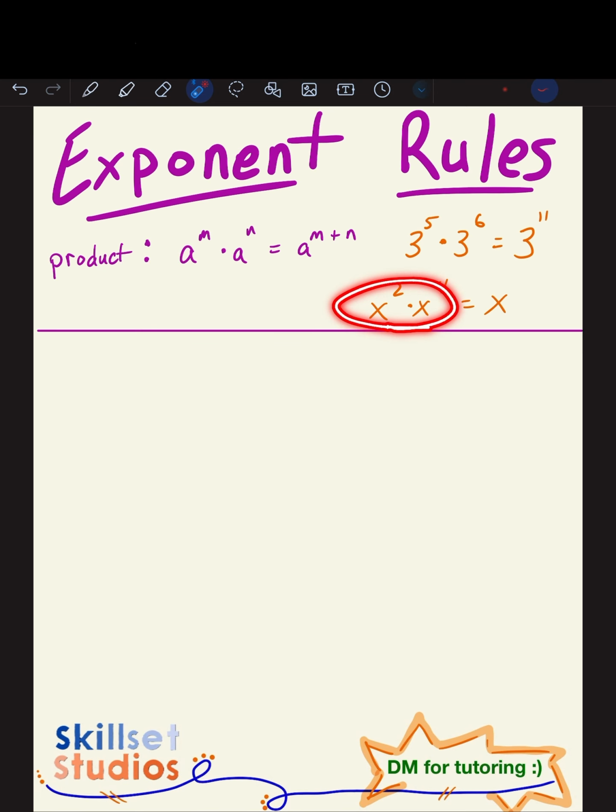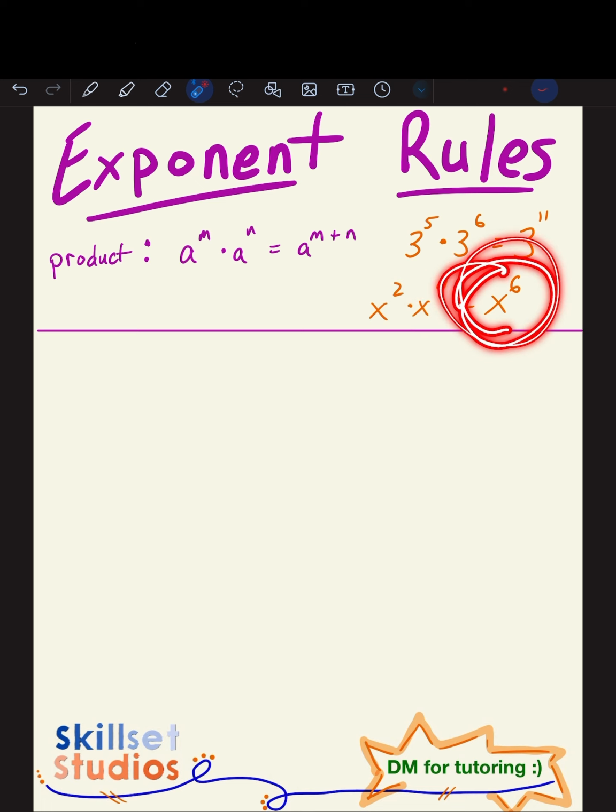Remember, as long as your bases are the same, your answer's base will stay the same, so we still get x. And the product rule says if I'm multiplying my bases, I'm going to add the exponents. So 2 plus 4 would give us x to the 6.